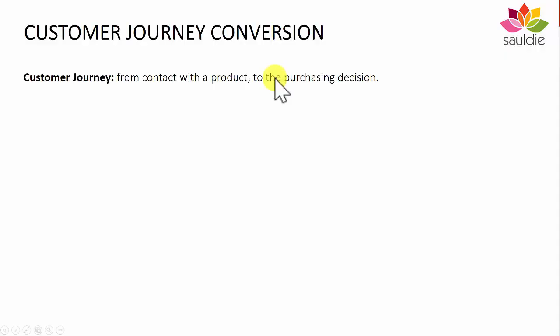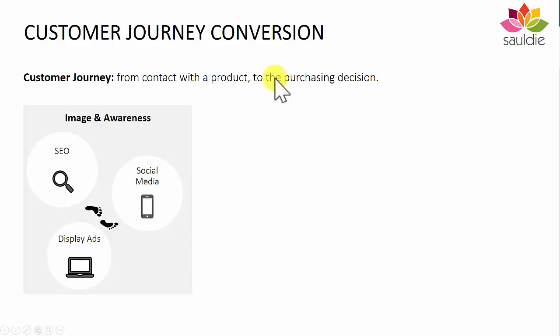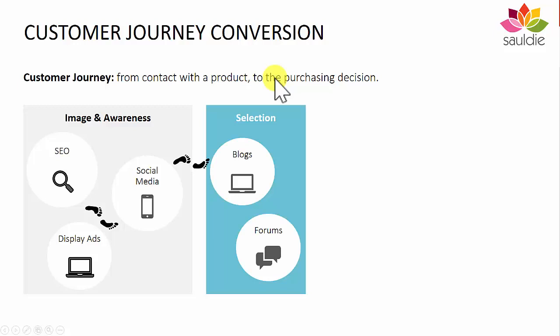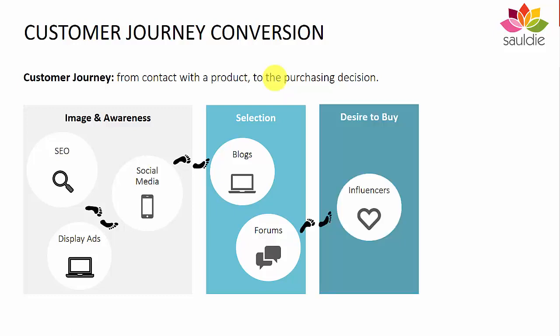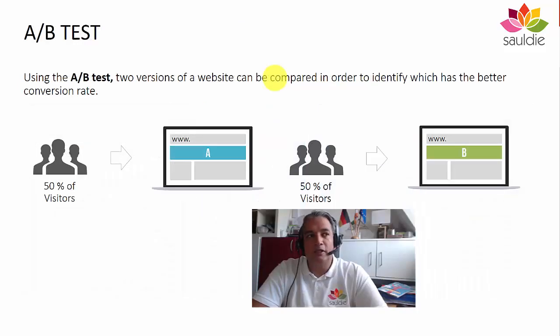The customer journey from contact to product is, at first we have to get image and awareness, then give him the possibility to select in blogs, in our own blog, or maybe in the blog of an influencer, the desire to buy and then to buy. So what we do is we use A/B testing.